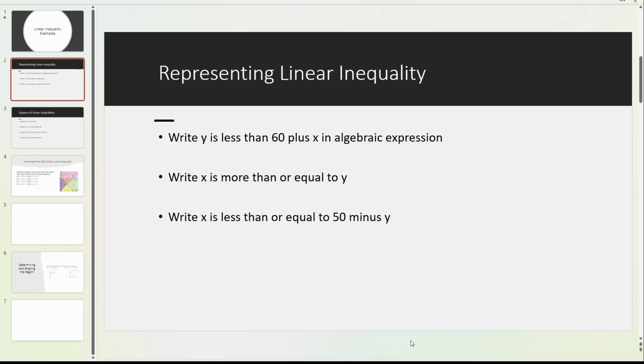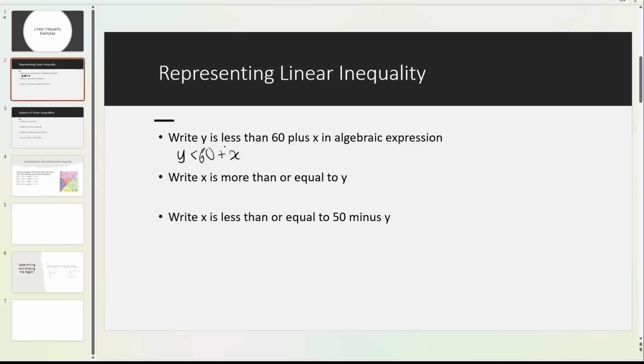So, let's start. Write y is less than 60 plus x in algebraic expression. To do this, we write y is less than, so we write less than 60 plus x. So for this, it will be y less than 60 plus x. Let's move on to the next one.